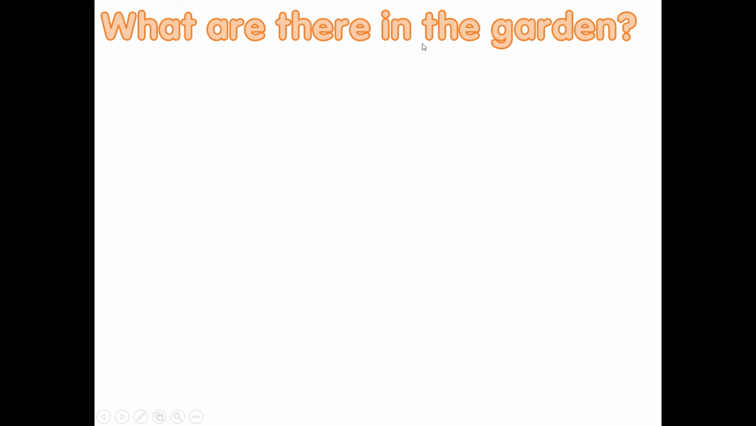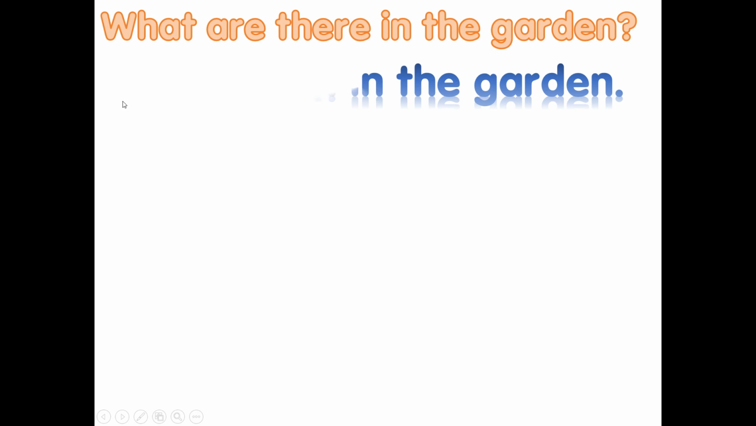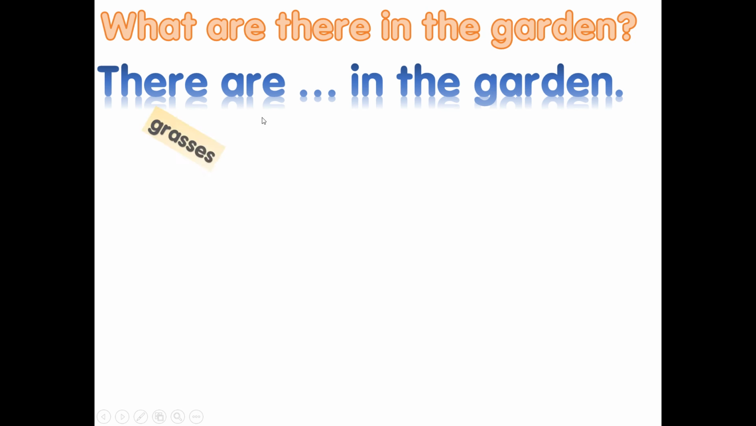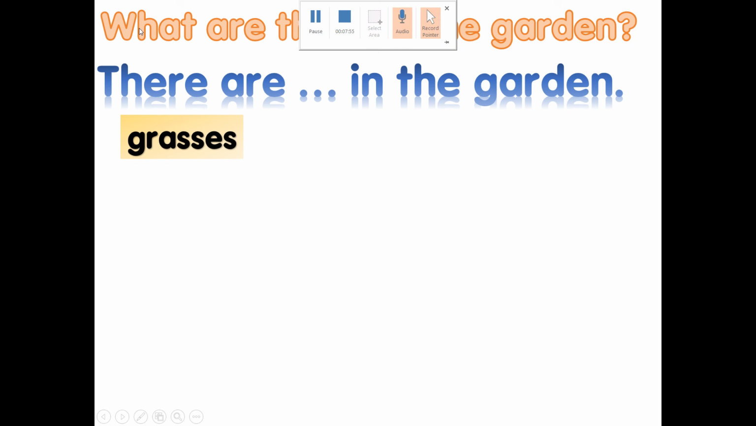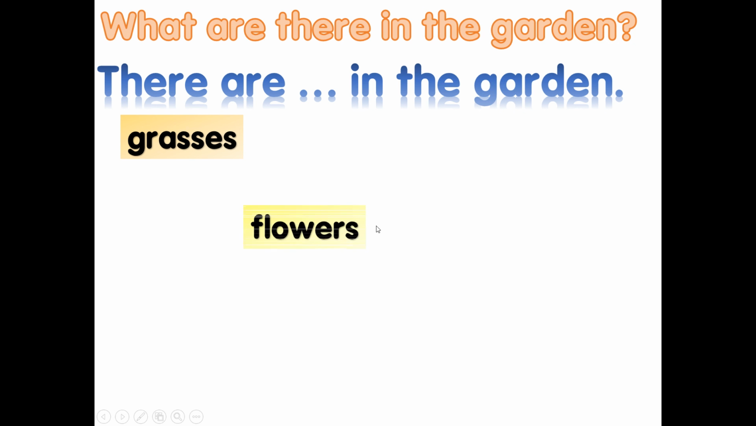Now, let's go. What are there in the garden? There are grasses in the garden. What are grasses? 草. Again, what are there in the garden? There are flowers in the garden. How to spell flowers? Flowers, flowers. What are flowers? 花朵.